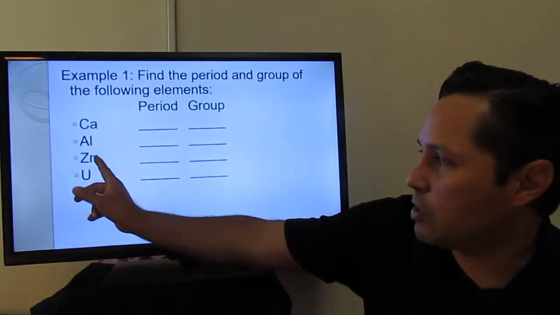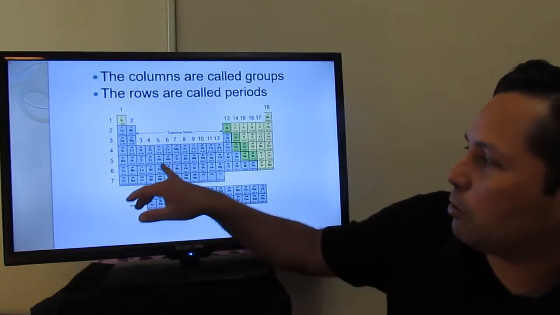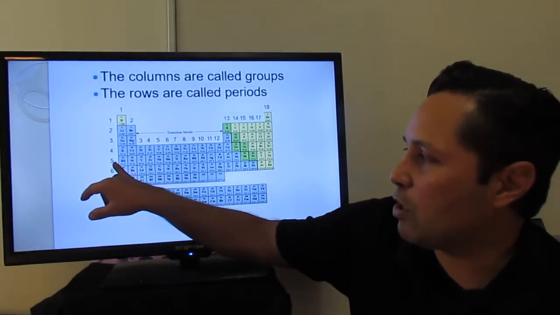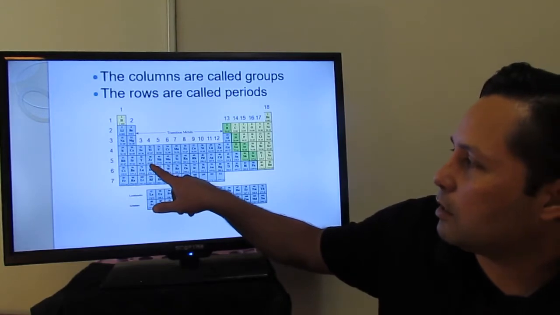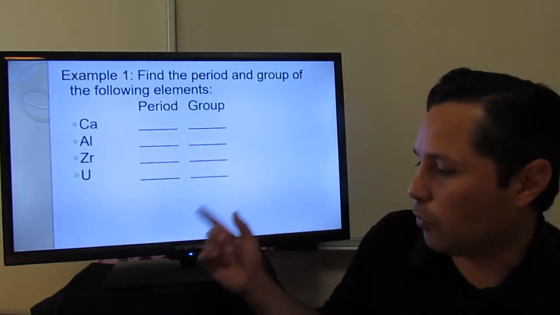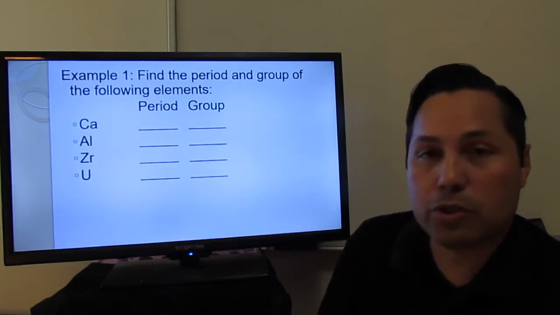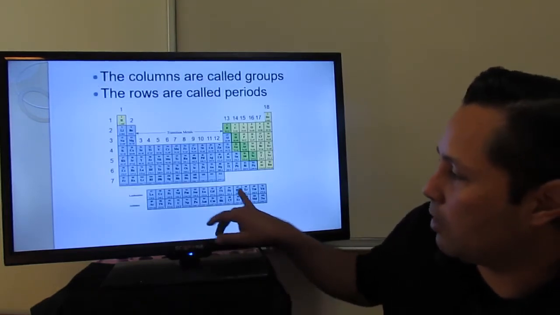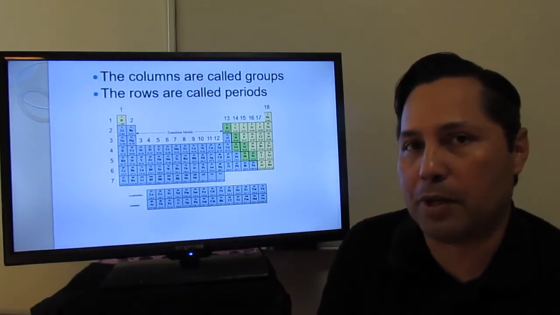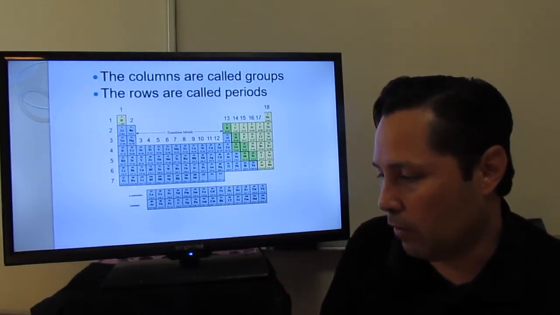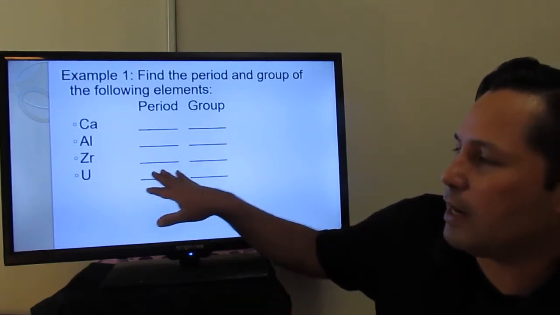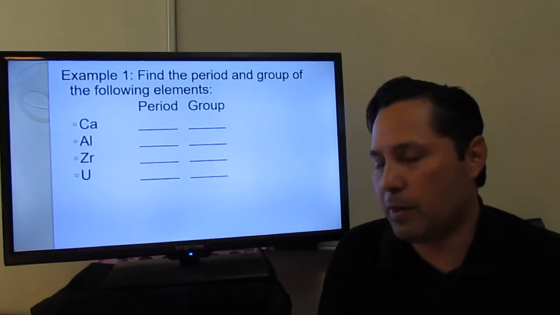Our next element was zirconium. And zirconium, you'll find it right here. It's number 40. What is the period? The period would be number 5. And the group would be number 4. Finally, our last element was uranium. Now uranium does not have a group or period. All of these elements at the bottom do not have a group or a period. So there's no answer for that one. Alright, so that's our first example, and those are the answers. So you'll put something like N/A and N/A in that spot.